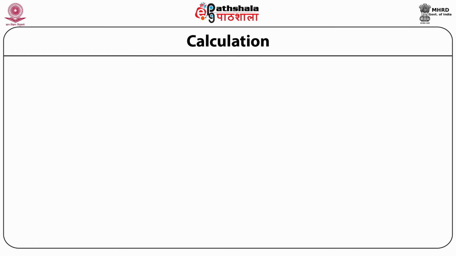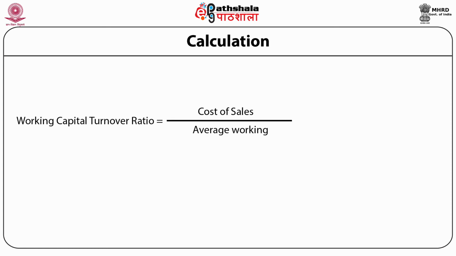Working capital turnover ratio can be calculated by using the following formula. We calculate working capital turnover ratio by dividing cost of sales by average working capital. Working capital will be equal to current assets minus current liabilities.